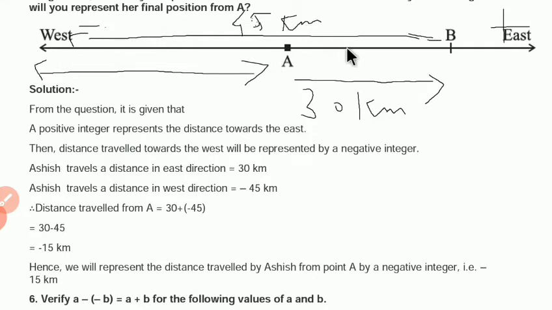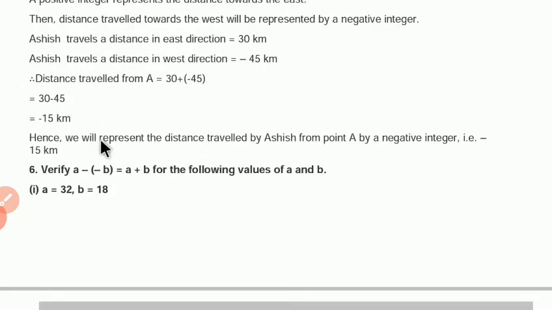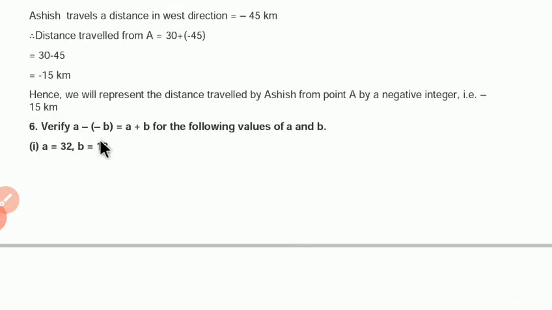Here we can see from the map also that from B to west it is 45 kilometer and from A to B 30 kilometer. So the left distance will be how much? 45 minus 30, 15. And it is in which direction? Towards west direction. So hence we will represent the distance traveled by Ashish from point A by a negative integer, that is minus 15 kilometer. And here the negative minus sign represents that he traveled in west direction. I hope you have understood this question.